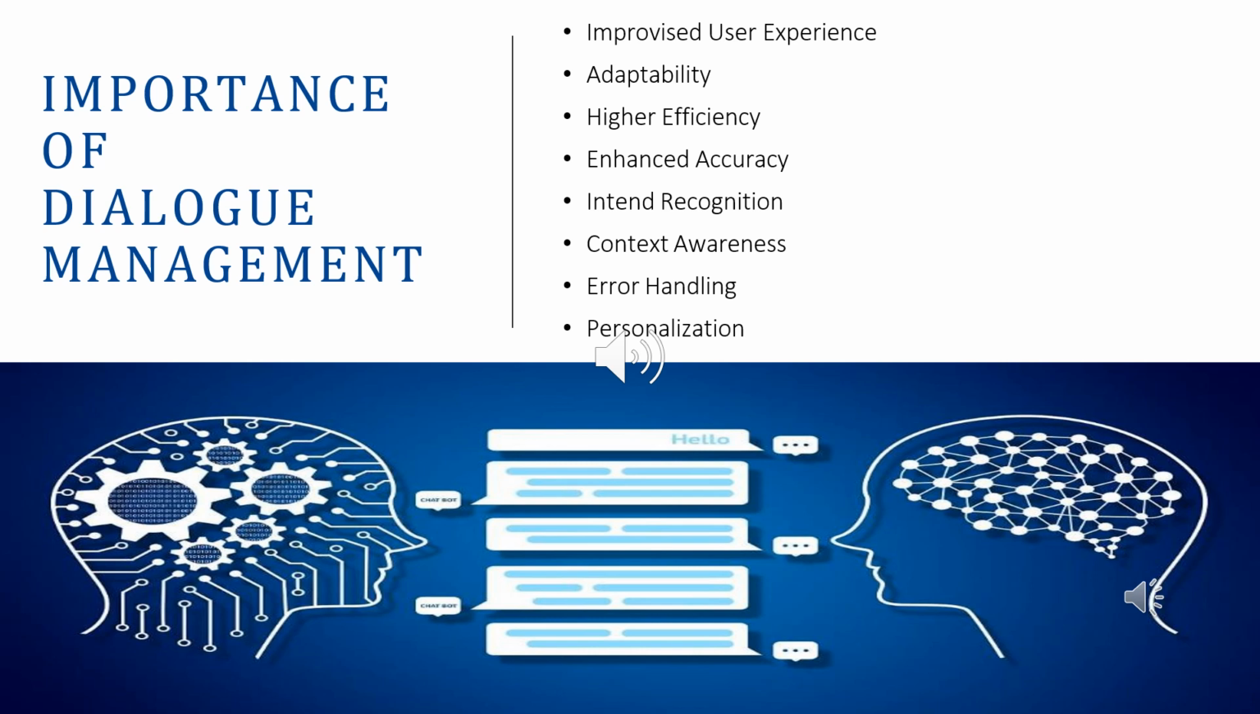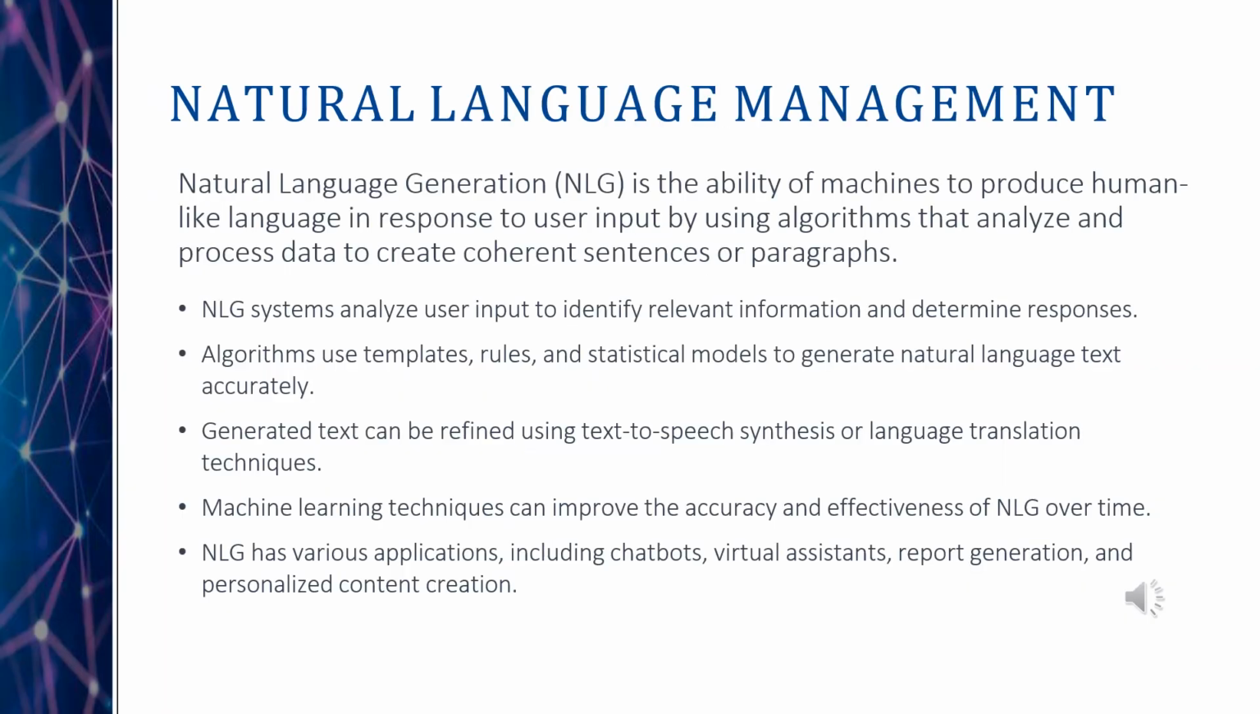Next we come to natural language generation. Natural language generation is the ability of machines to produce human-like language in response to user input, using algorithms that analyze and process data to create sentences and paragraphs.